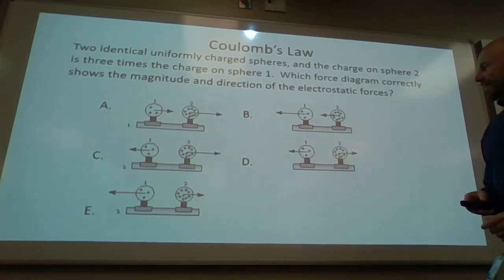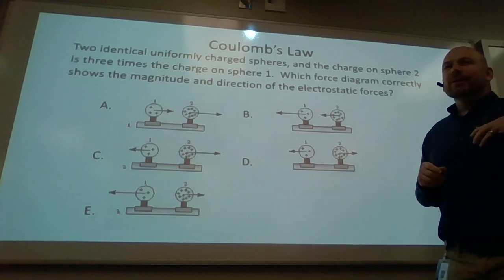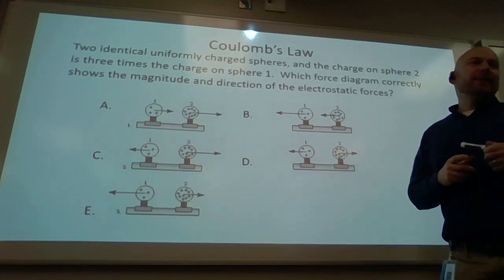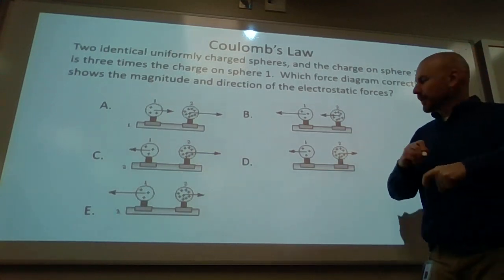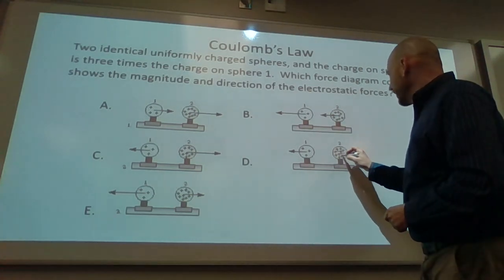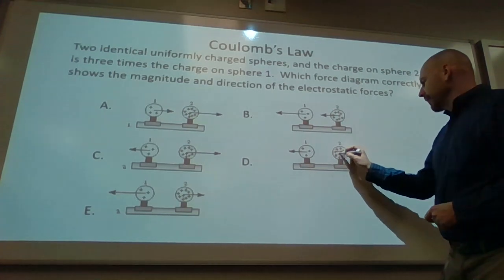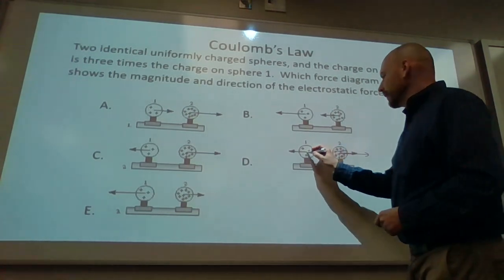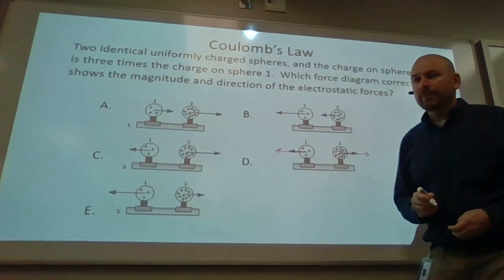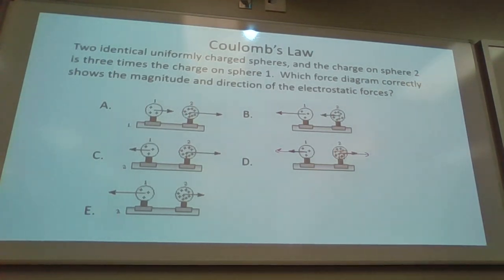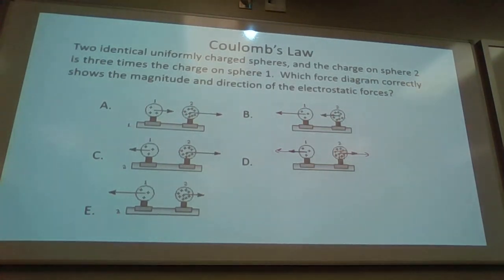All right. So they have to have the same force because of Newton's third law. If this would become more positively charged than it already was, there'd be a greater force of repulsion on both of them. Good with that?